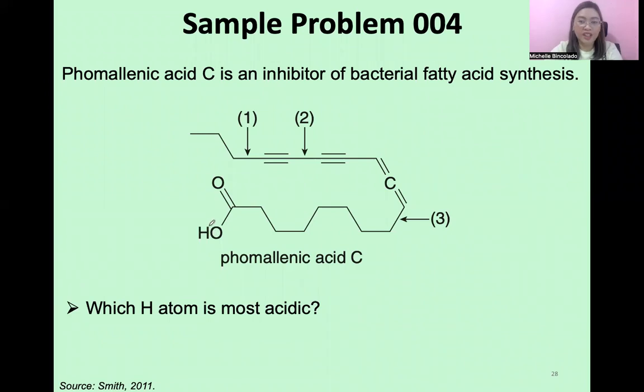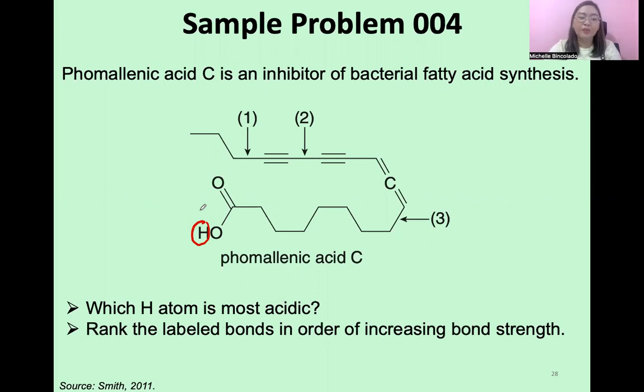So guys, obviously, ito na yung answer natin. No? This is the most acidic hydrogen. So since kakatapos lang natin kanina ng resonance effect. Okay, the second question here, rank the labeled bonds in order of increasing bond strength. So similar guys sa isang problem natin kanina. So the labeled bonds are bond 1, 2, and 3, and all of them are single bonds.